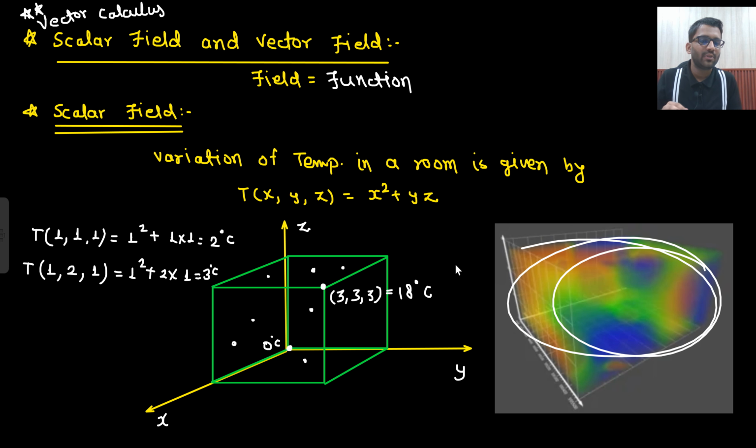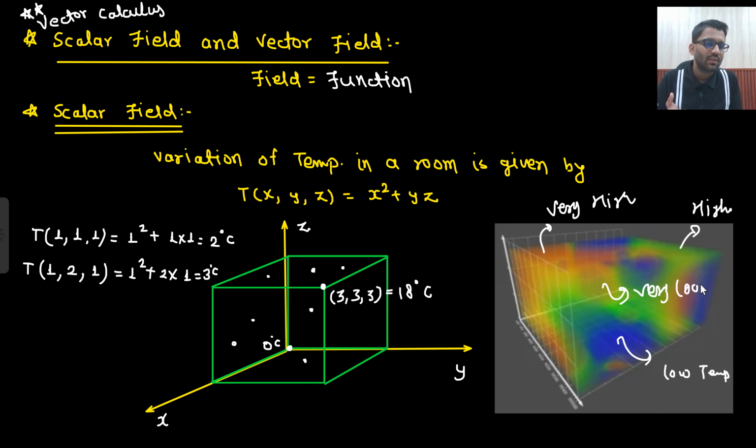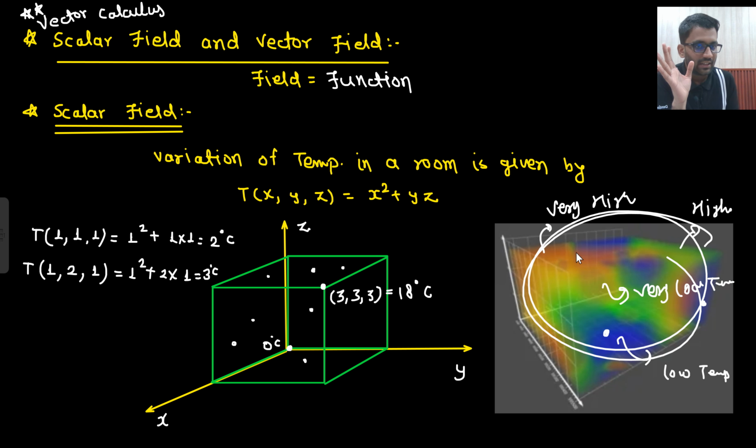So in a room, your temperature can be shown something like this. I can say that blue color means low temperature, green color means high temperature, and orange color means very high temperature. If I see any other color, that means very low temperature. This is not certain, that here at this point is very high temperature or here very low temperature. I am not plotting the actual field here. This is a random scalar field that has been plotted.